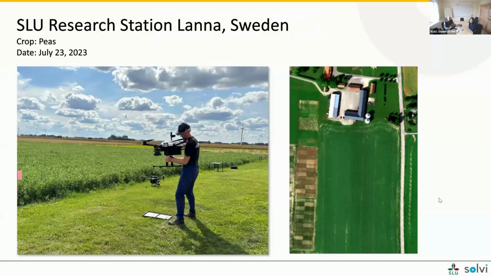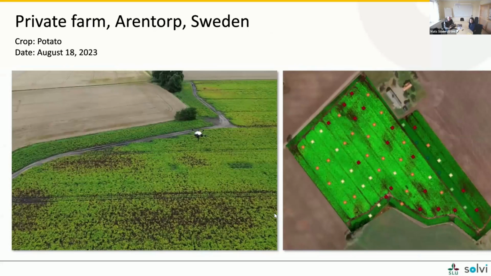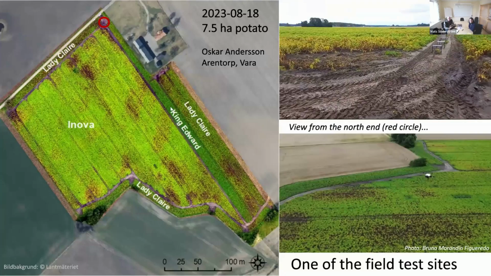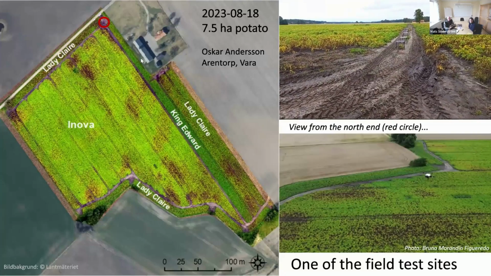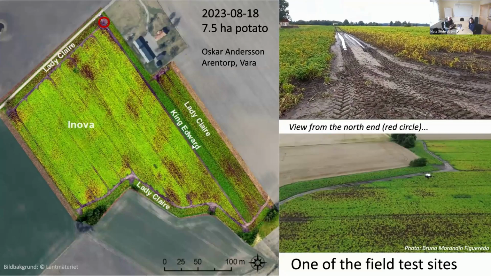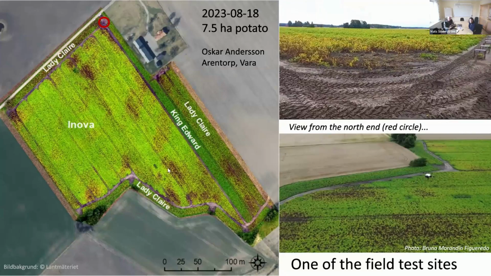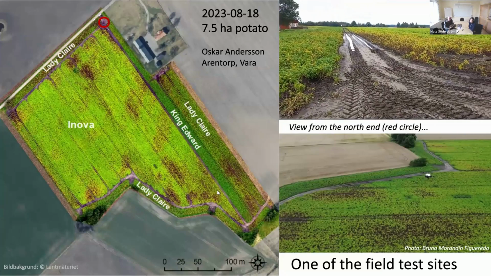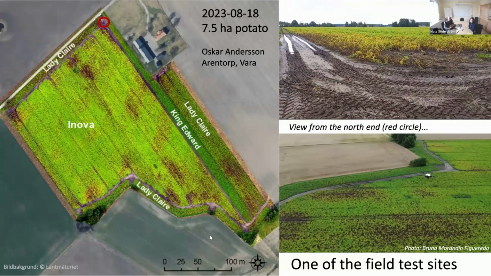And we did fly two locations. It was at the research station outside Skara here, over a pea field. And we also did fly over a private farm close by, a potato field. It was in August last year. And as you can see, there were different varieties here. Some parts were quite green, but other parts started to wilt, and it was quite late in the season. So there was a lot of variation in the field. So it was good for just testing and comparing cameras.